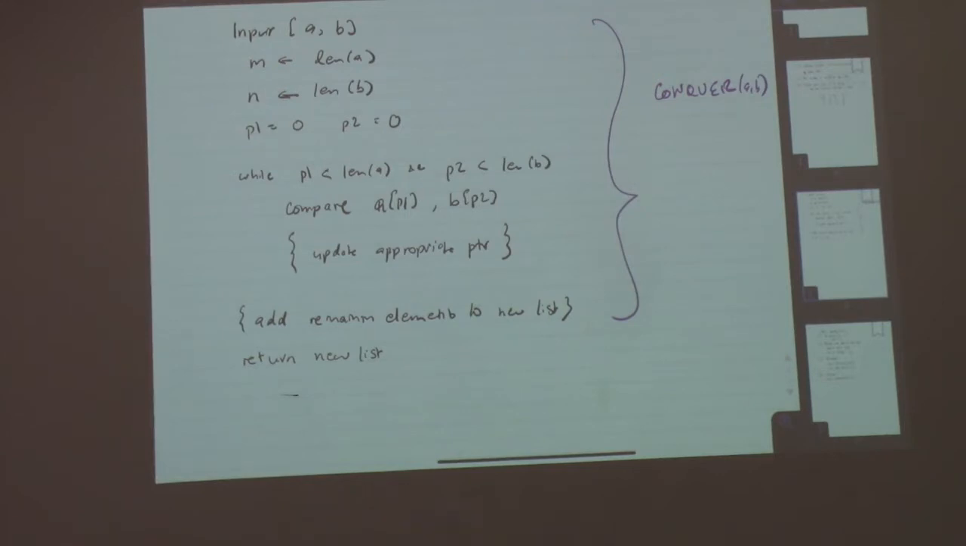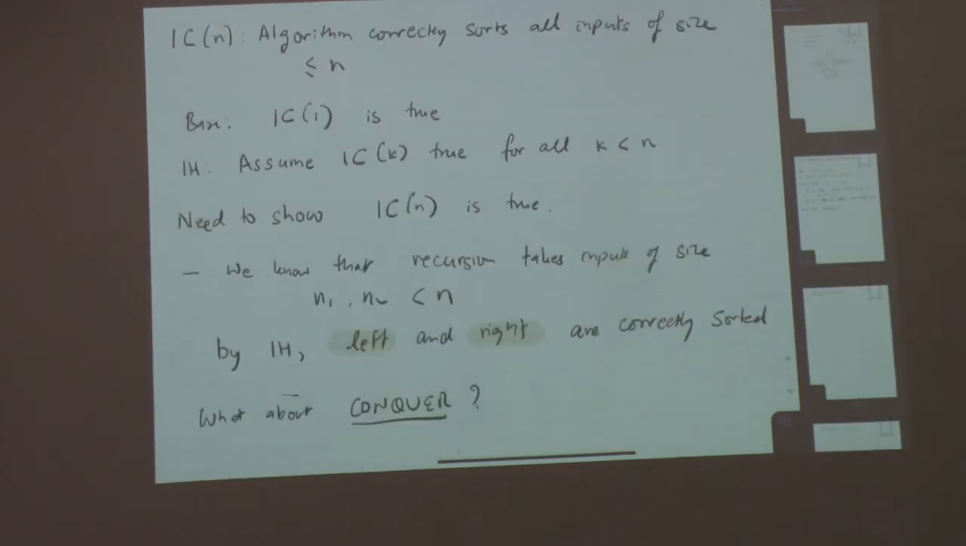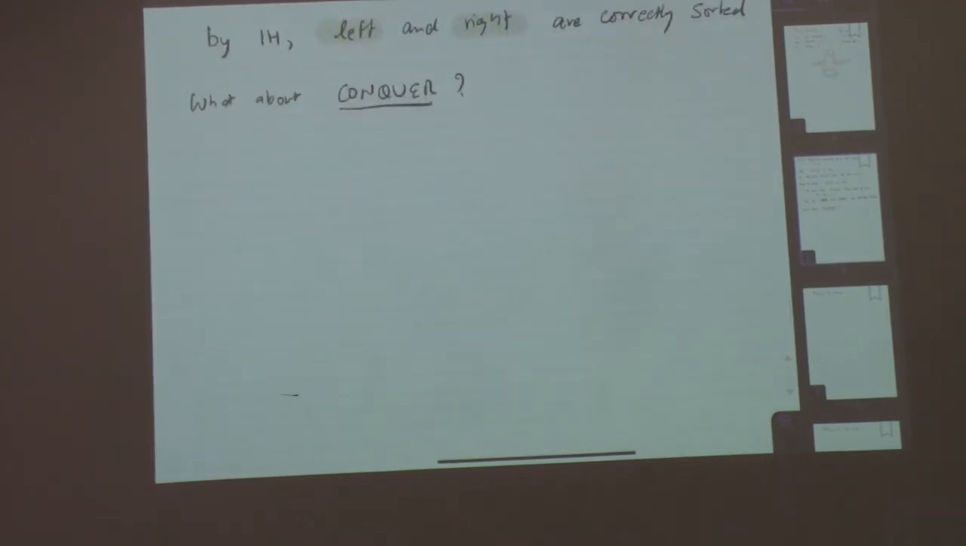You basically say, okay, let's prove it this way. So what about Conquer? Again, we will prove that Conquer is correct by induction. The induction claim here is that Conquer is correct if both lists have size less than k.